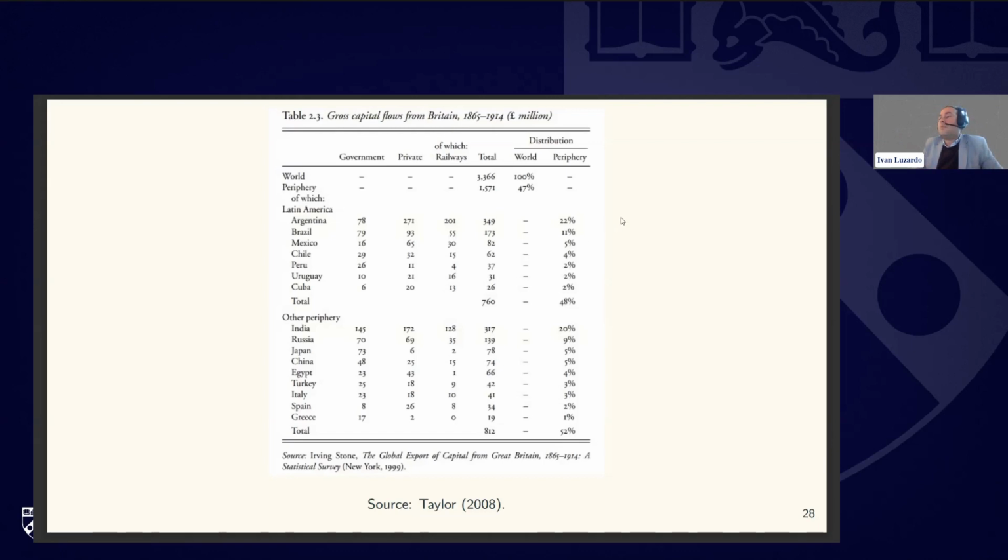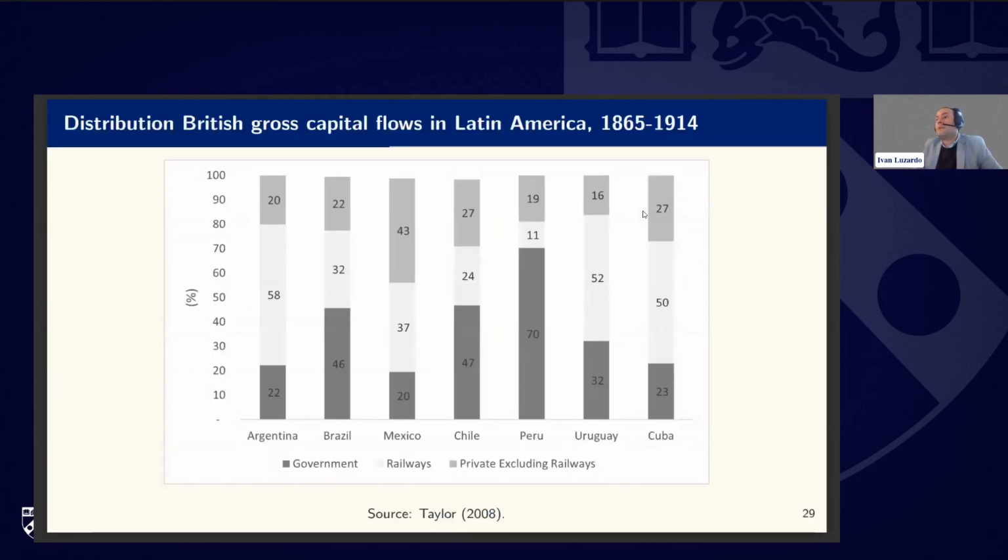So again, all the empirical evidence points out that Latin America was an important player, even though we can class Latin America among the peripheral countries. So it was an important destination for foreign investment, and particularly for British investment.